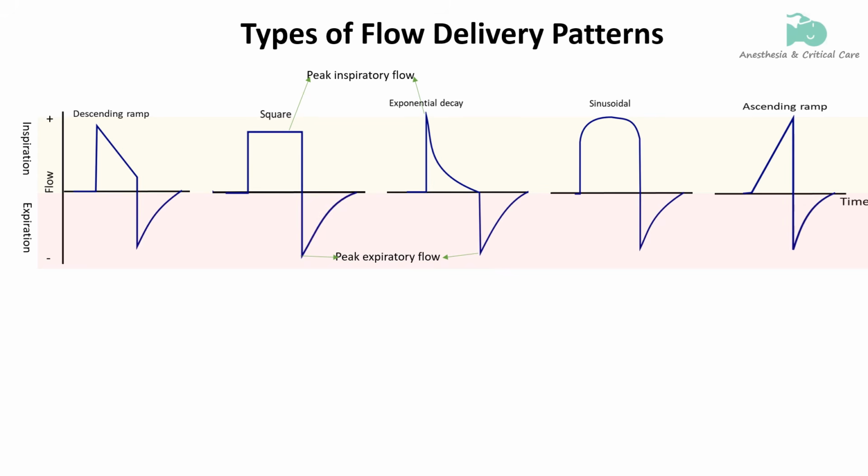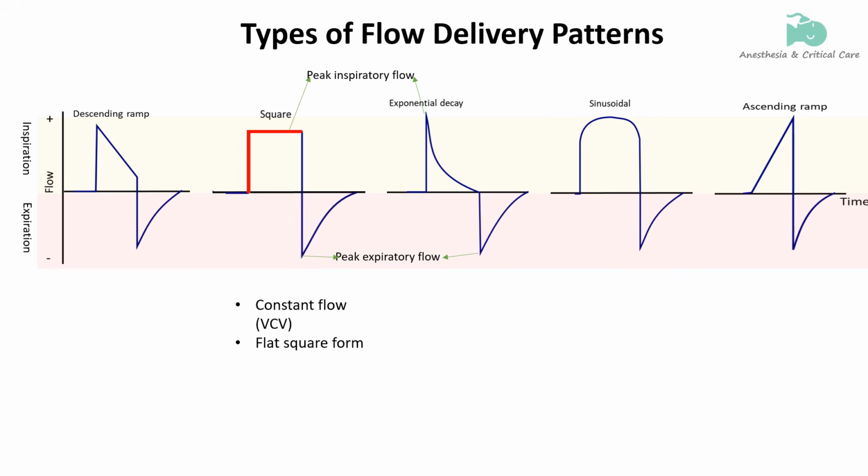The square flow waveform is characteristic of volume-controlled ventilation, where the ventilator delivers a preset volume of air to the patient at a consistent, unchanging rate throughout the inspiratory phase. This constant flow rate is represented by a flat, horizontal line on the flow time waveform, indicating that air is being delivered steadily into the lungs.